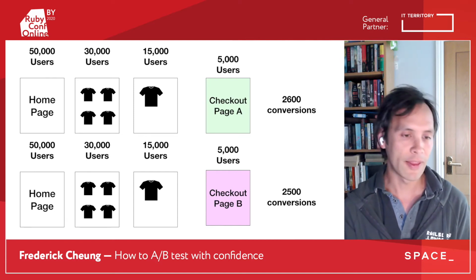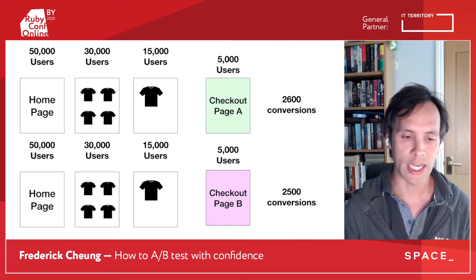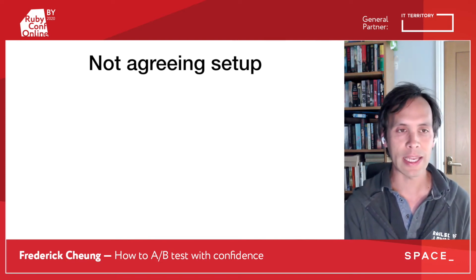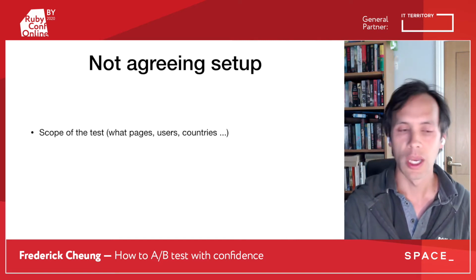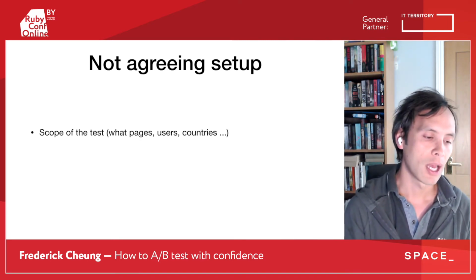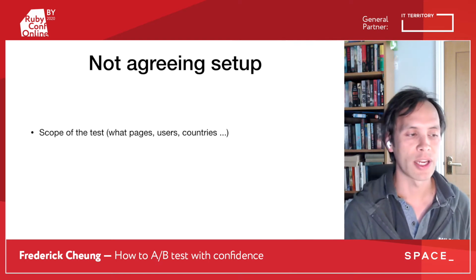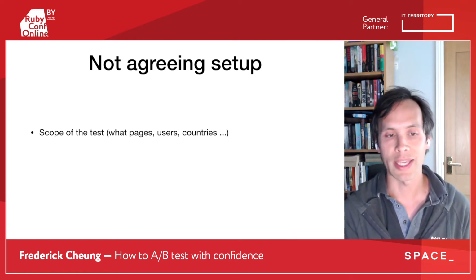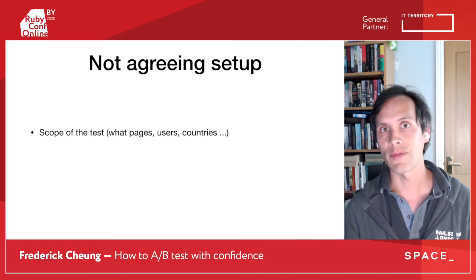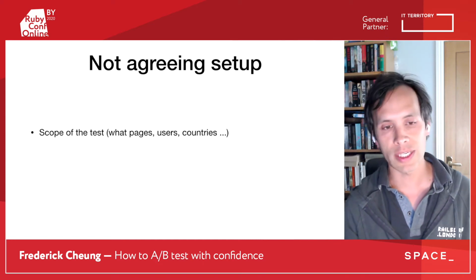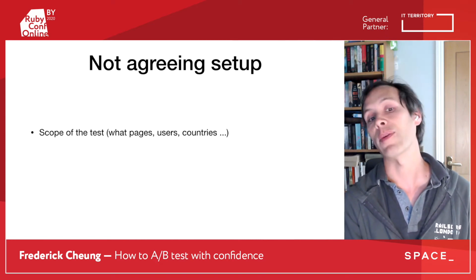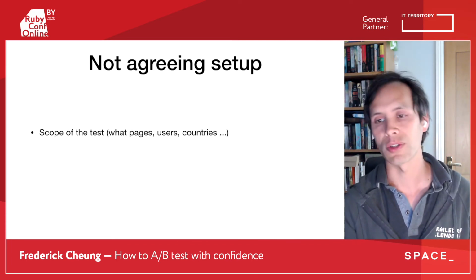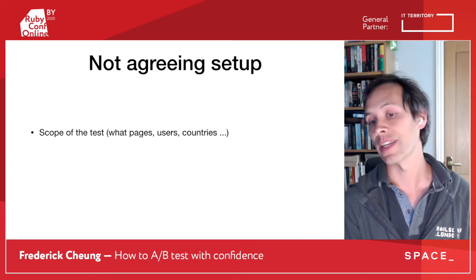And then the last kind of setup error is kind of a meta error. It's not agreeing the setup. And by this I mean just being clear with people what you're actually trying to do. So what is the scope of the test? What pages is this change content appearing on? Is it running for all users, or is it running for users who create an account? If there's an e-commerce site, for example, that operates in multiple countries, is it all countries? Or is it just the English language version, for example? If you have desktop and mobile apps, are those included or not? It doesn't really matter what the answer is, you just need to be clear what it is.